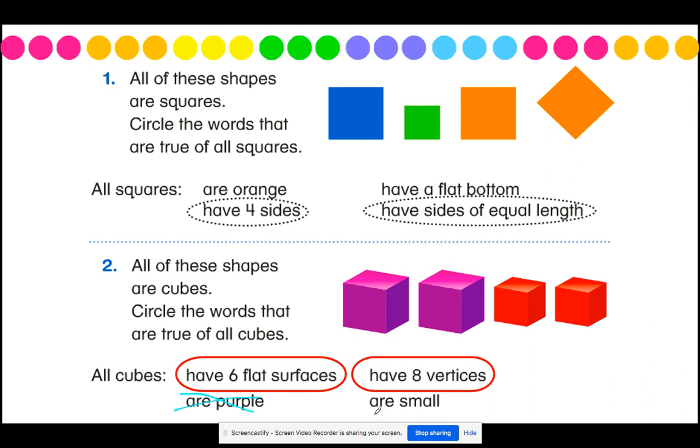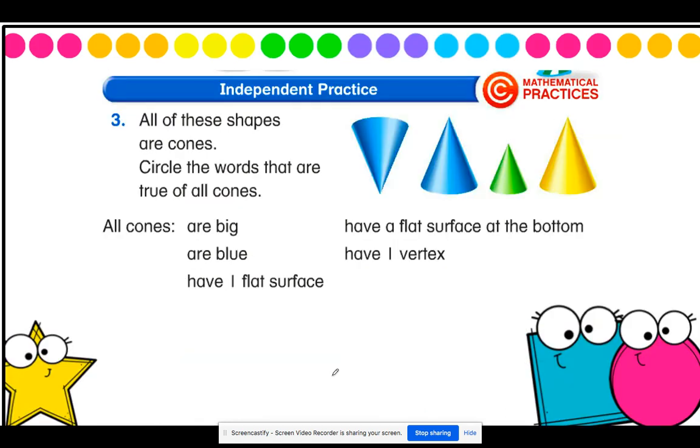And the last one is are small. Looking at all 4 of these cubes, are all of them small? I hope that you said no. Only the 2 red ones are small. The 2 purple ones are larger, so that is not a clue. Those are the only 2 clues here that are true about all of the cubes. Let's try another example. Number 3, it says all of these shapes are cones.